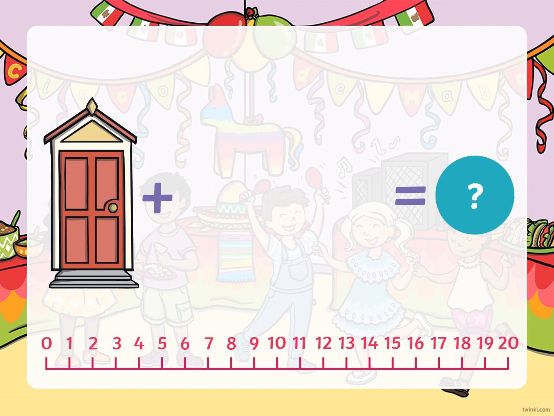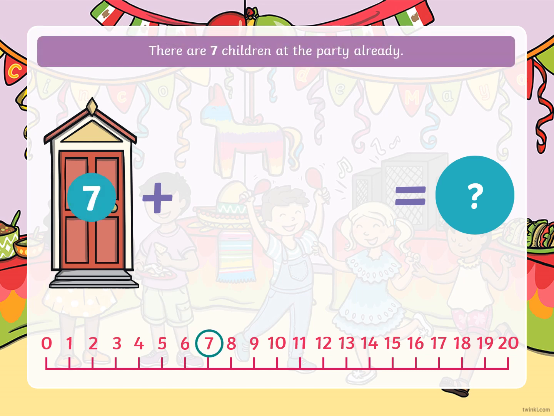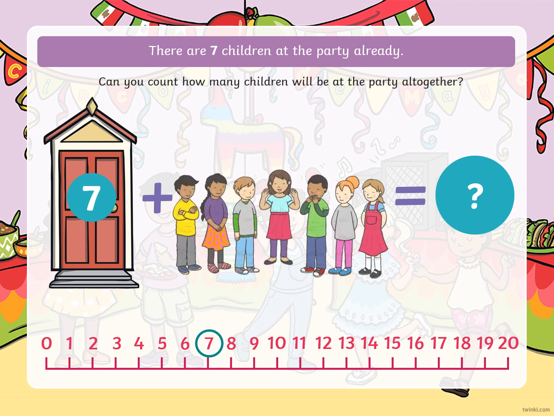After the 10 kids started eating and dancing and enjoying everything at the party, another batch of kids went in the door. There were 7 kids who came in first. And then after that, how many kids came next? Let's try to count. 1, 2, 3, 4, 5, 6, 7. So it will be 7 plus 7.